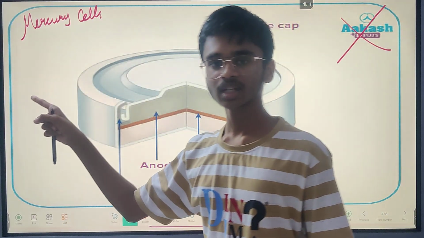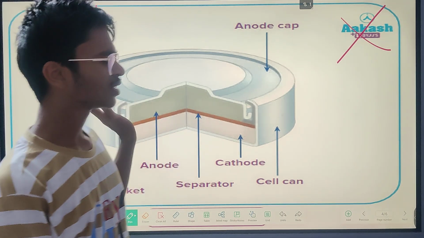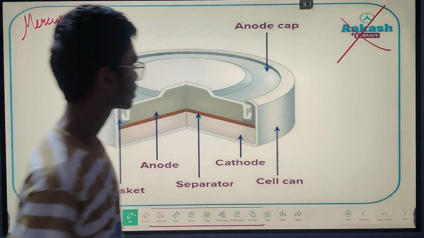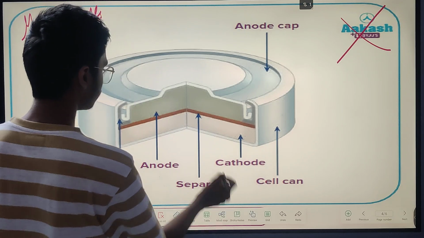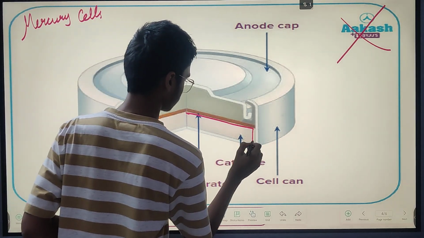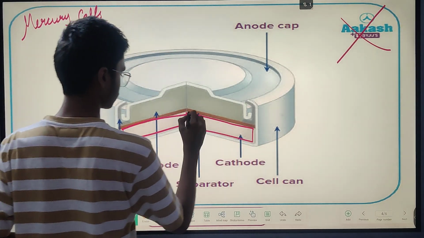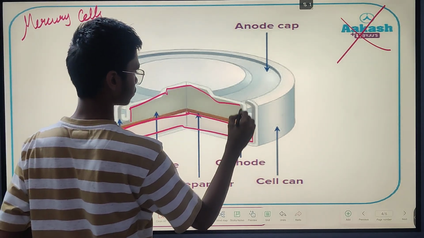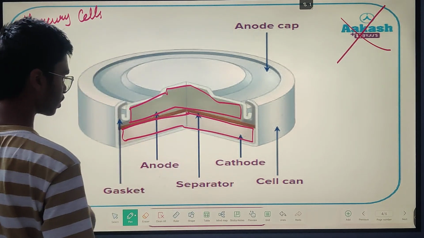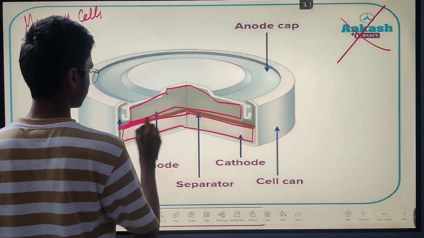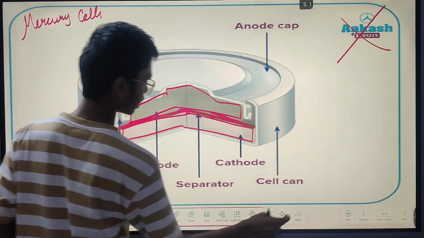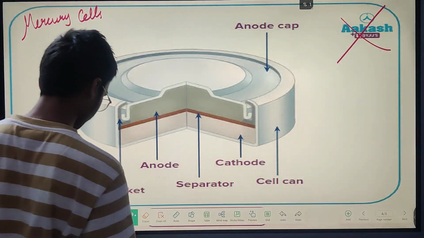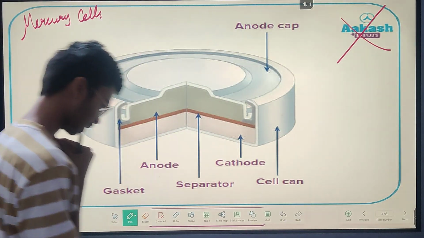In primary cells we have seen the Leclanche cell, right? In that Leclanche cell we have already seen the protective layer. Here this is also the protective layer. Here there is the cathode, and then coming to the anode, this is the anode. There will be a separator between these two. Cathode, anode, separator. Now we are going to see what is the cathode here and what is the anode here.